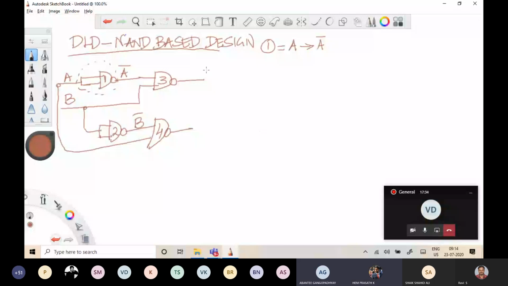Number 2 takes B as input, so it delivers B bar as output. Any doubt? No, sir. So number 3 takes A bar as first input, B as second input. A bar into B whole bar is the output of number 3, since this is NAND logic. Correct?